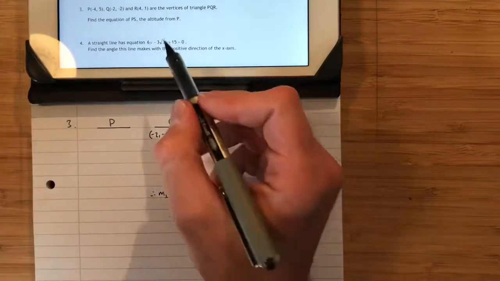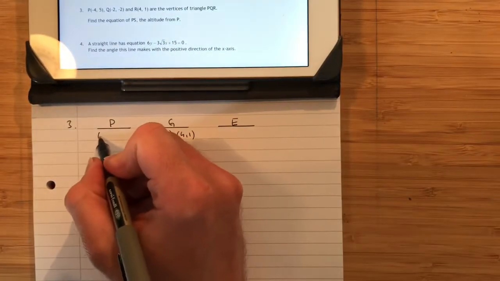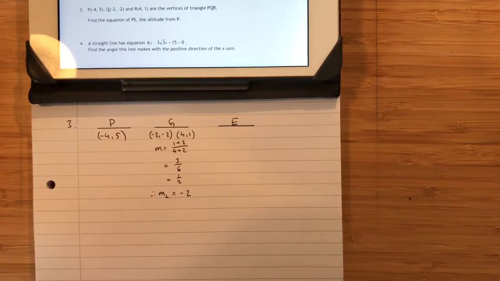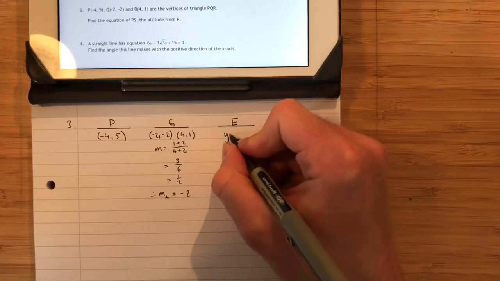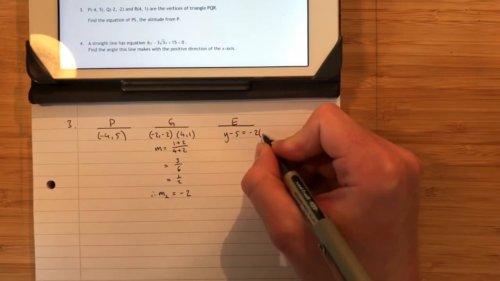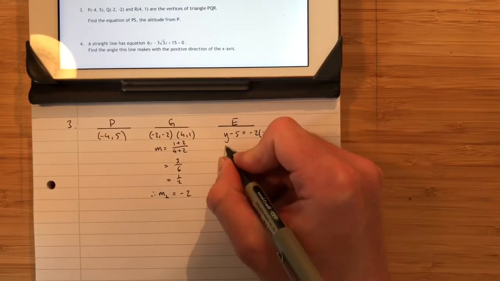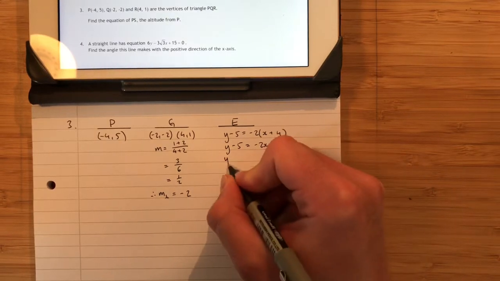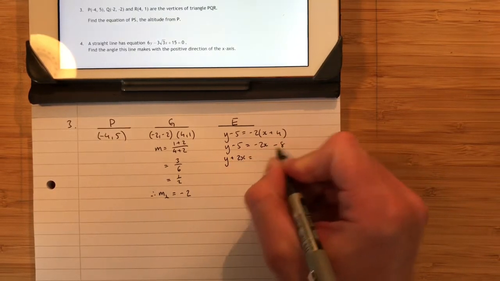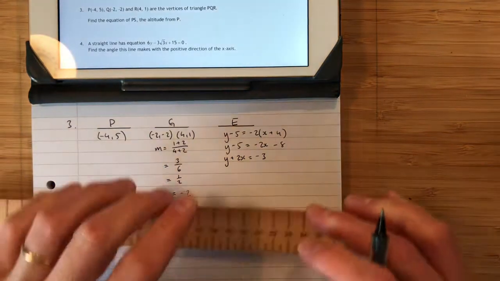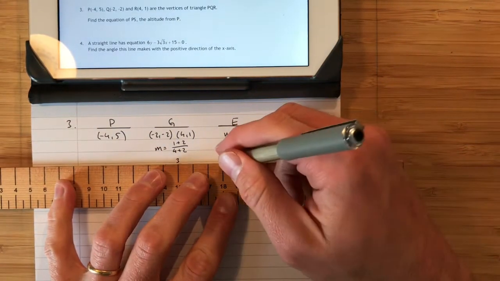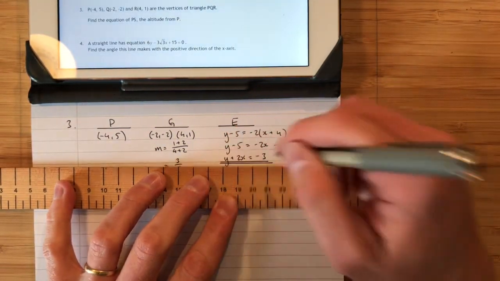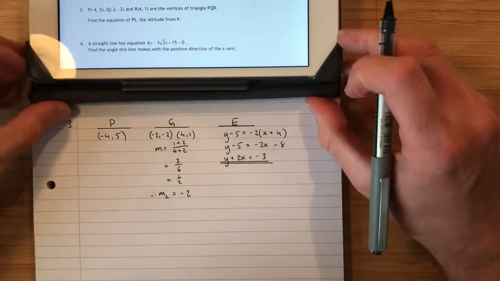The point, well, it's the altitude from P, I can just use point P, minus 4, 5. So the equation is then y minus 5 equals minus 2 times x add 4. That's y minus 5 equals minus 2x minus 8. That's y add 2x equals minus 8 add 5, minus 3. That is the altitude from P, or altitude PS if you want.